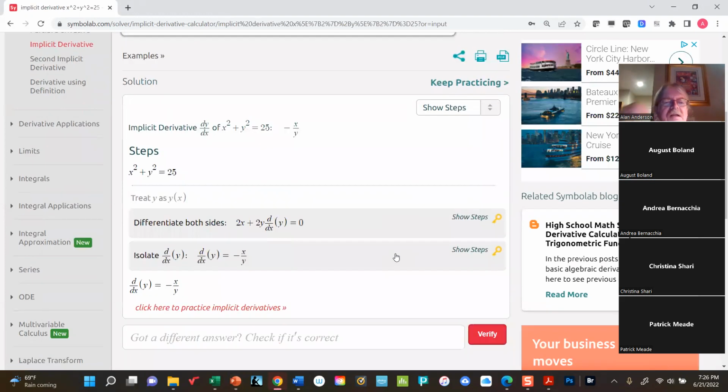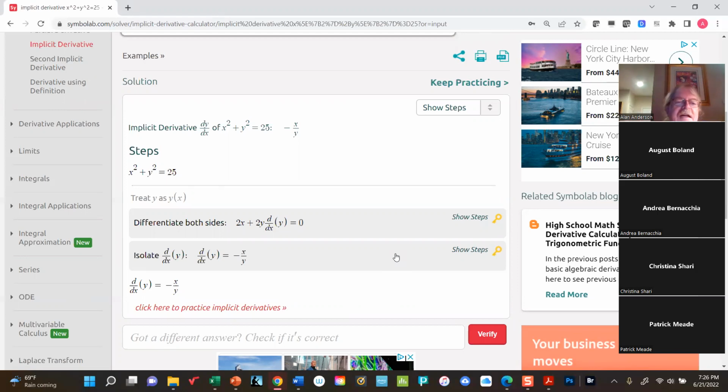And in fact, they're trying to be very helpful. Look at this. They're telling you to differentiate both sides. So you have 2x, like we saw, plus 2y dy/dx, that equals 0. And then the rest is just algebra. You're just algebraically rearranging it to solve for dy/dx. And that's it.